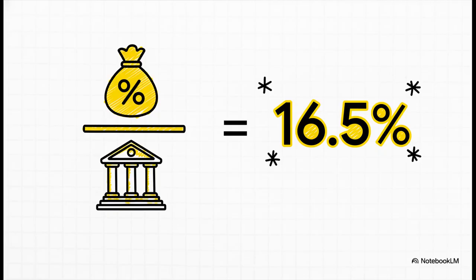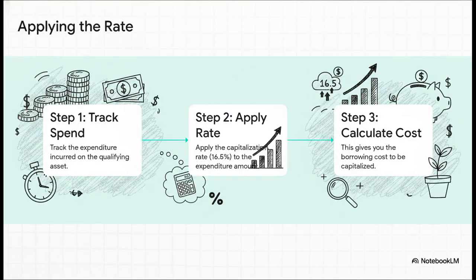So $660,000 divided by 4 million. And that gives us our magic number, a capitalization rate of 16.5%. Okay, now this is a really crucial point, so pay attention. Unlike the specific borrowings method where we focused on the loan, with general borrowings, our focus shifts.